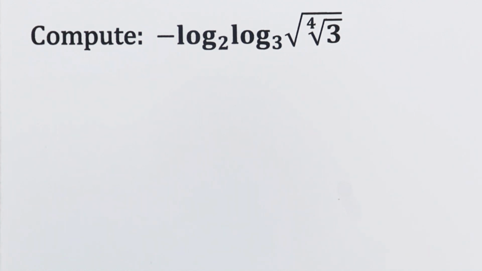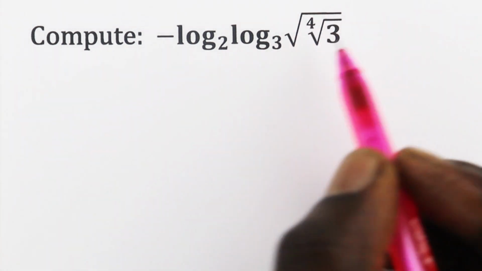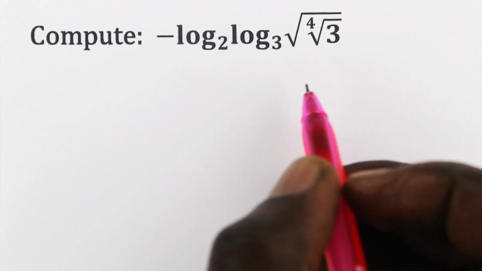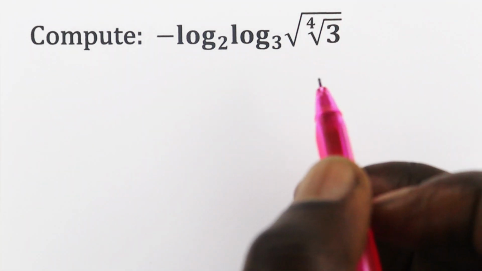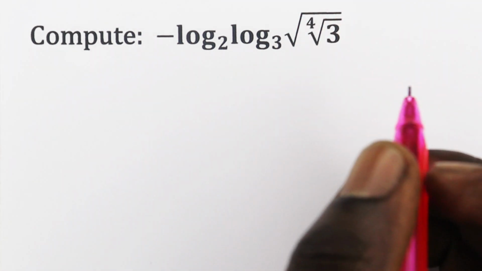Let us look at this nice question. Compute the negative of log to base 2 of log to base 3 of the square root of the fourth root of 3. The first thing you need to deal with is the number. You can use the laws of indices to write this radical into simple numbers.